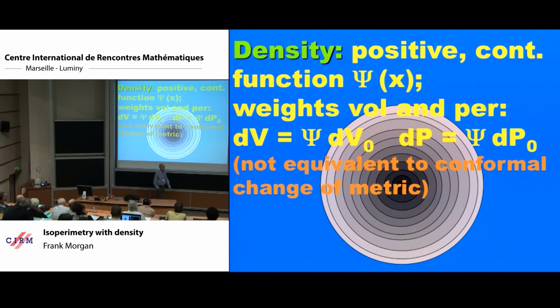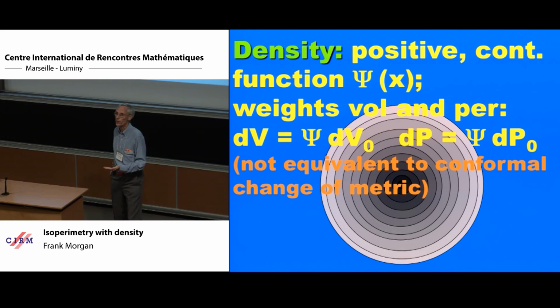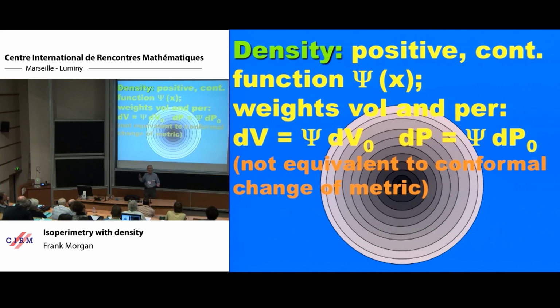So this is actually completely different and simpler than a conformal change of metric. You know, when you multiply length by some factor lambda, you multiply area by lambda squared, and you multiply volume by lambda cubed. Here, everything just gets multiplied by this same factor psi.